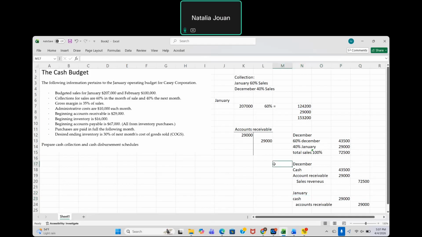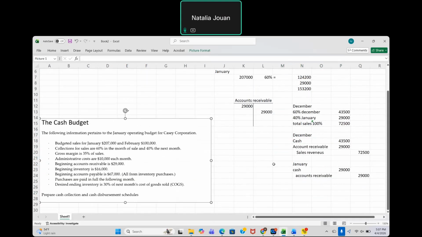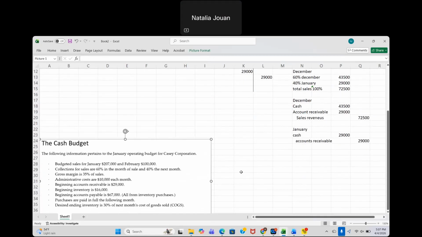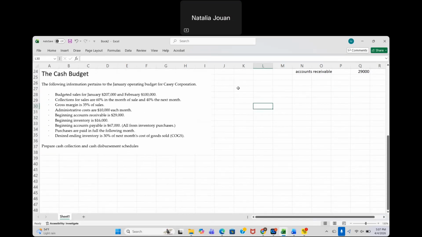153,200. All right. Now I'm going to scroll down and bring this down with me. Okay, let's do the collections for February. February, how much are we collecting? We're collecting 60% of what we are selling in February. And we're going to collect 40% of what we haven't still collected from January.